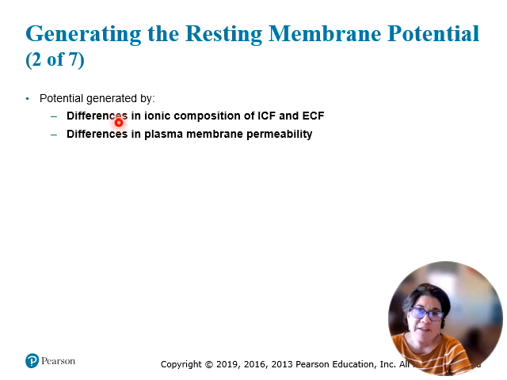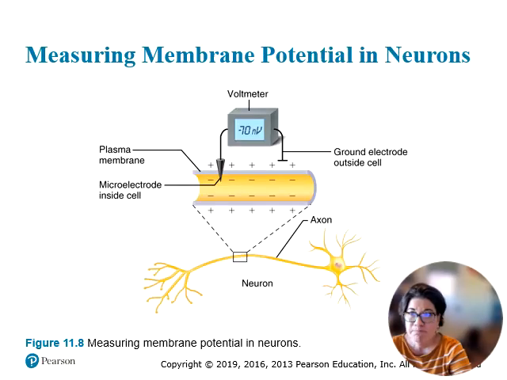So there's different ways that the potential can change. It can be from these channels, or it can be from membrane permeability. So here's what it looks like. This is your voltmeter.